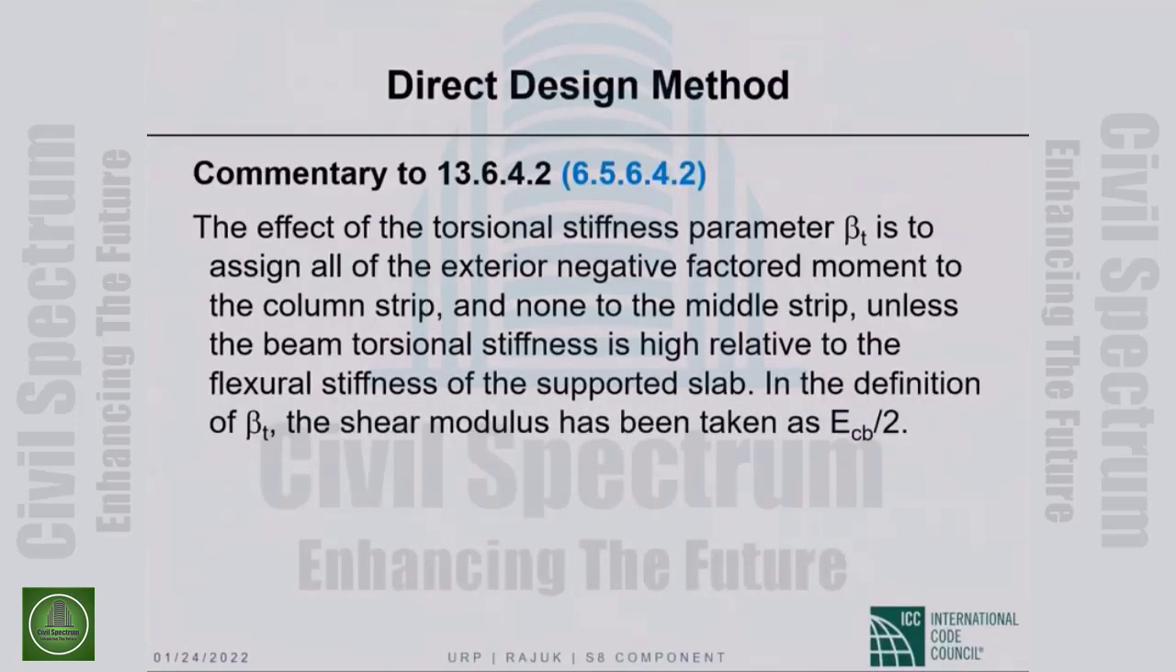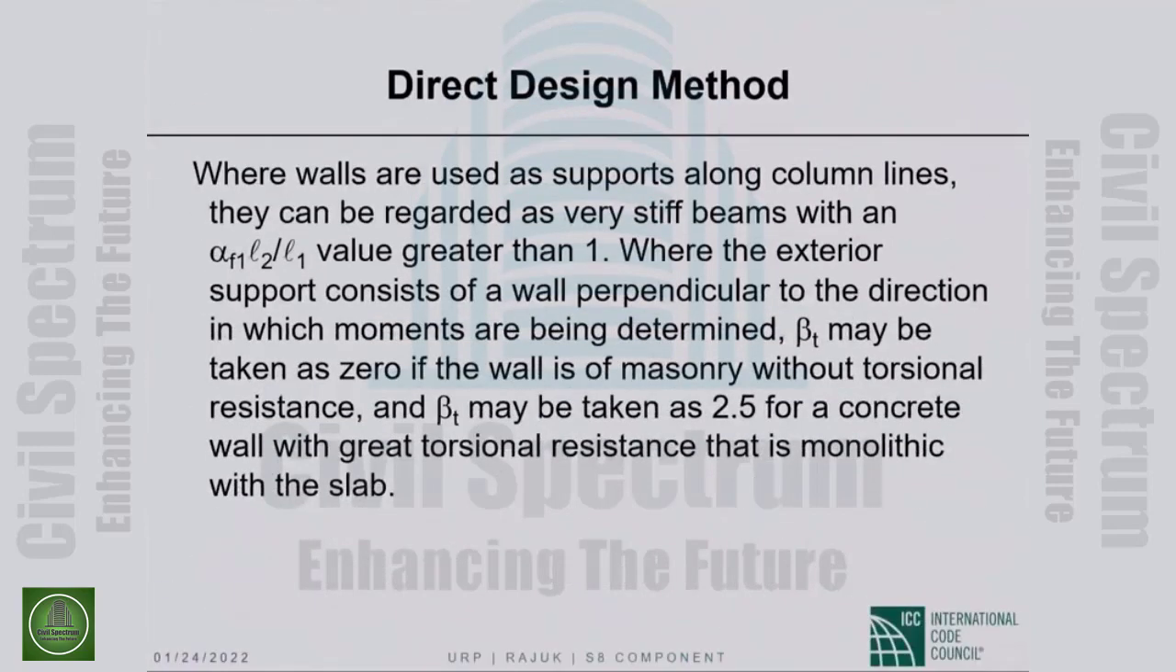Now, the effect of the torsional stiffness parameter beta sub t is to assign all of the exterior negative factored moment to the column strip and none to the middle strip, unless the beam torsional stiffness is high relative to the flexural stiffness of the supported slab. Okay. So 100%, 0% distribution when there is no edge beam or the edge beam doesn't have much torsional stiffness.